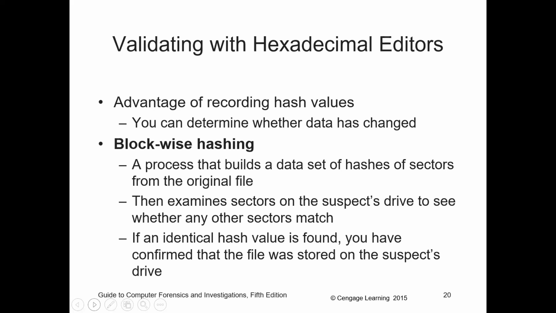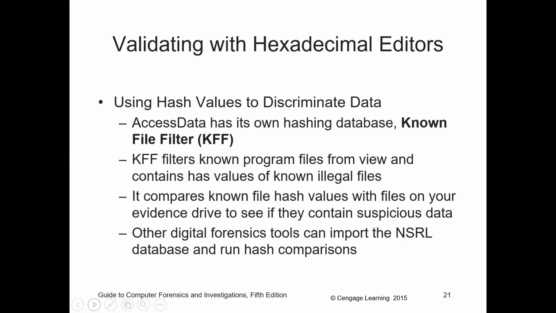Blockwise hashing is a process that builds a data set of hashes of sectors from the original file. It then determines the sectors of the suspect's drive to see whether any other sectors match. So if an identical hash value is found, you have confirmed that the file was stored on the suspect's drive. So blockwise hashing is one of those that we use.